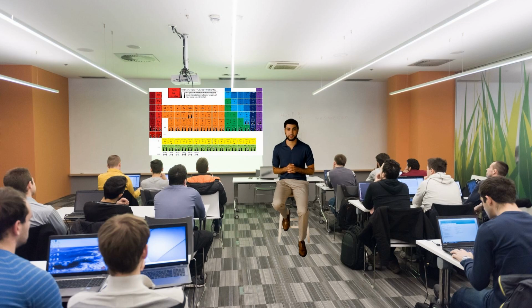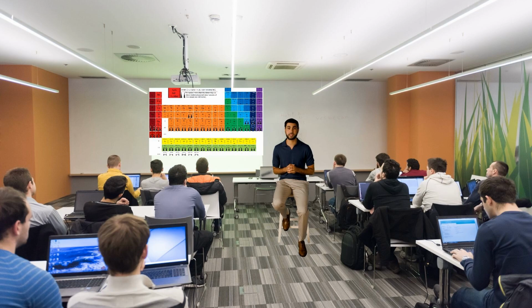The vertical columns are called groups or families. There are 18 numbered groups in the standard periodic table. Elements in the same group tend to have similar chemical and physical properties. This is because they have the same number of electrons in their outermost energy level, also known as the valence shell. The number of valence electrons is crucial in determining how an element reacts with others.